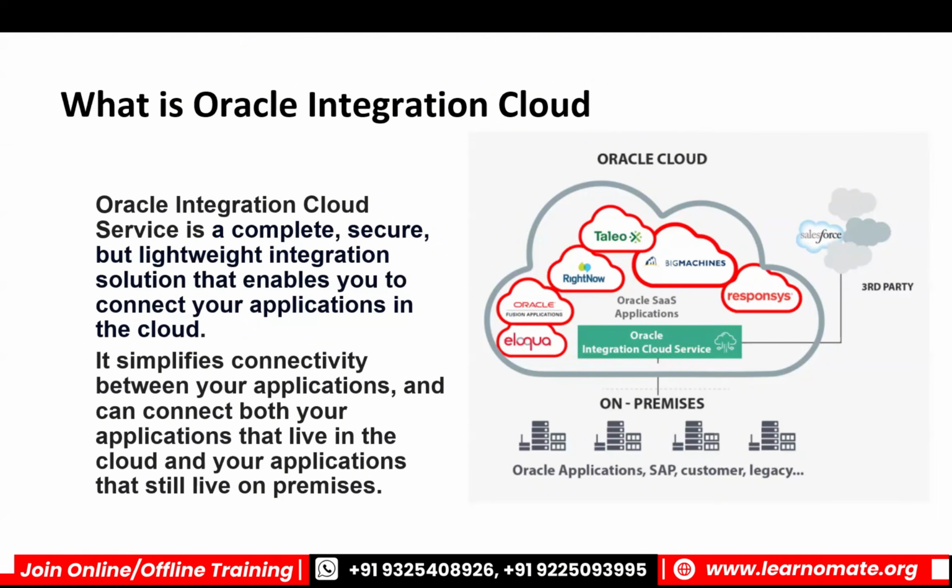right? So it simplifies connectivity between your applications and can connect both your applications that live on the cloud and your applications that are still on premise. So what does it mean, right? Some applications are on the cloud, but there is a possibility that some applications are not on the cloud. They're still using the old systems. So when you have multiple things, how will it happen? OIC gives us the capability to use both types of applications. If we are using cloud systems, we can connect with the cloud also.